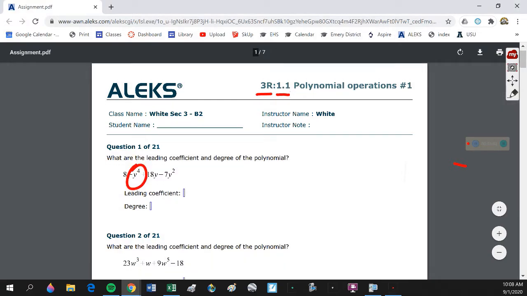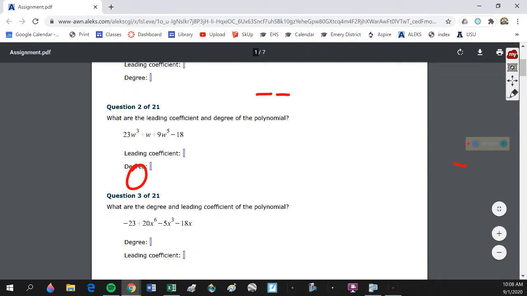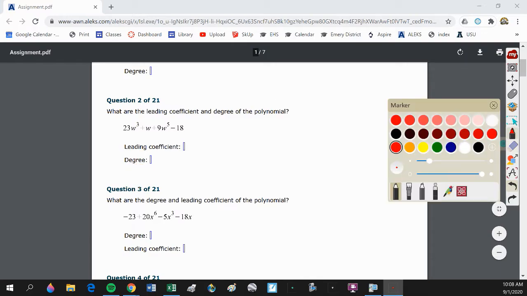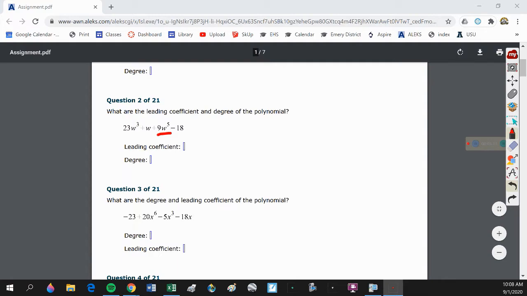So if we look down at number 2, what is the leading coefficient of number 2? So the largest exponent would be this. So the leading coefficient is +9, and the degree of the polynomial is a 5. Does that make sense? Okay. All right. Let's do this.